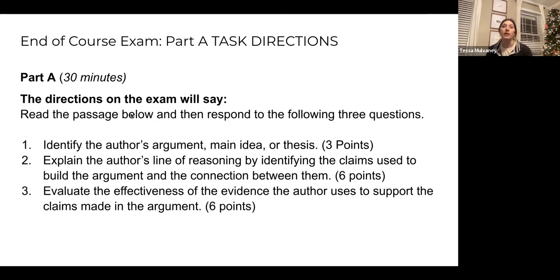So this is where for each claim being made, you'll identify a direct piece of evidence used in the article, and you'll evaluate, does that actually prove the claim it was intended to prove? And is the evidence credible? Did the author give us a credibility statement for us to be able to trust that information? For today, we are just going to focus on identifying the author's argument, main idea, or thesis, the first question.